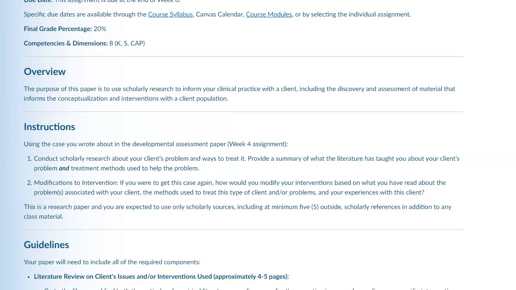Because for the second part of the paper, you're going to be identifying how you might modify the interventions that you had identified in the developmental assessment paper. And you're going to be using that research to say, this is how I would modify it based on what I know and what I read about this specific problem now. You could reference the material from your developmental assessment paper and then identify, this is something that I learned from this scholarly source, provide that citation and say, this is why I would change that intervention.